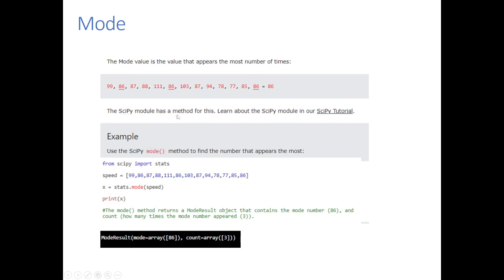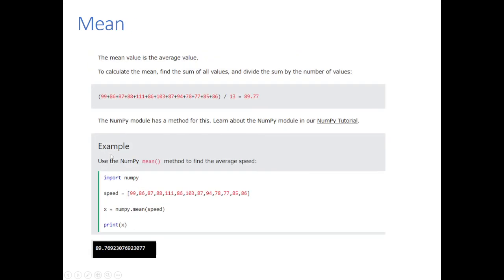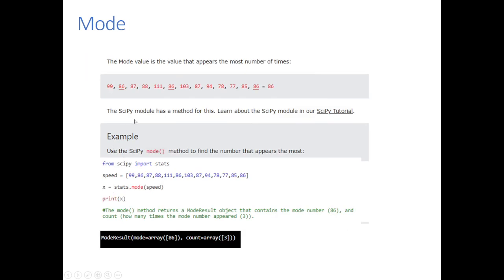The scipy module has a method for this. Learn about scipy. For the two previous methods, we used numpy, but here we have scipy. Use the scipy method to find the number that appears the most.